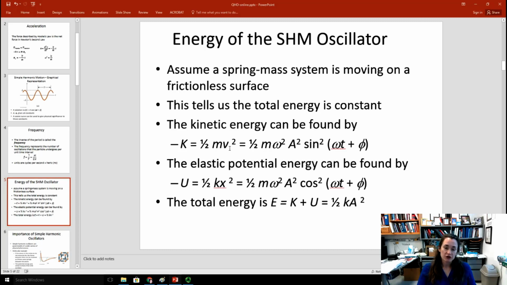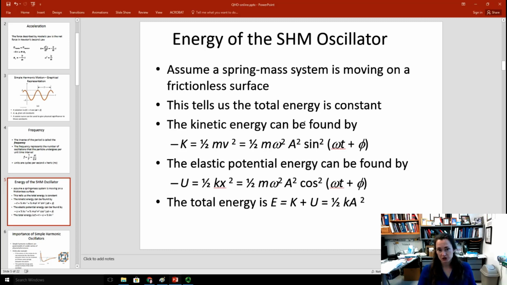If you plug in for your velocity here, your velocity would be the first order derivative of the position. And if you have a cosine function, that first order derivative would give you a sine function. And then of course 1/2 kx squared here is your cosine function, and then you would square that. And of course when you sum a sine squared plus a cosine squared, that goes to 1, which leaves you with 1/2 m omega squared A squared, or 1/2 kA squared.